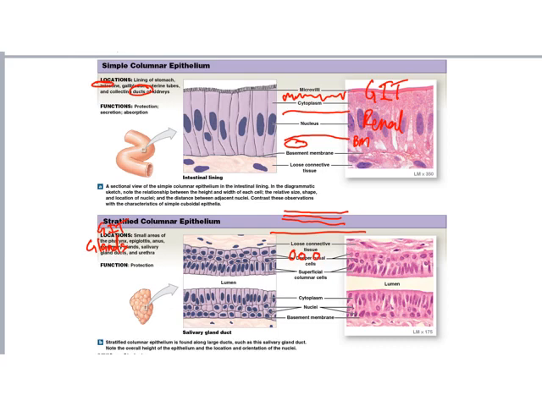Simple columnar epithelium, we already talked about in the respiratory tract. You might see some in the gastrointestinal tract, in the renal tubules, you might find some. And so these are going to be tall. If you're talking about the ones in the gastrointestinal tract or the ones in the renal tubules, they're going to have microvilli to help with absorption of material. Stratified columnar is going to be less common, but you will find it in some areas.